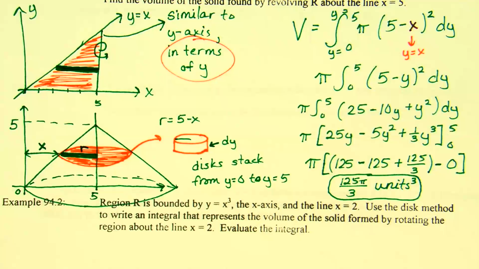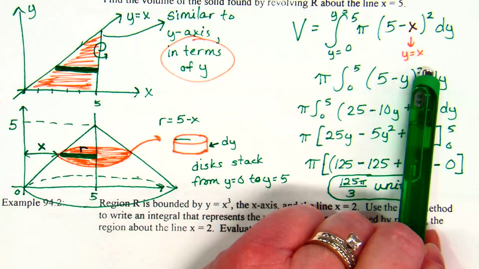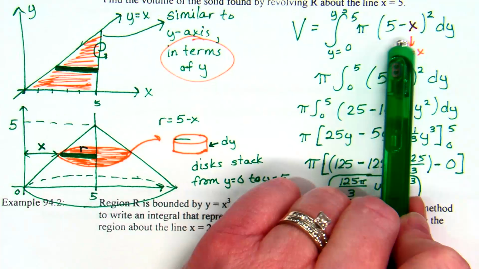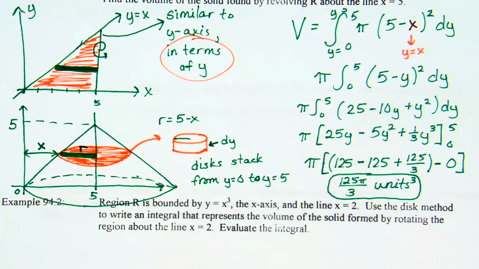Yeah, I would say, even though you said yuck, it really wasn't horrible integration, or horrible plugging in at this point. It's a variation of what we've been doing. The key is figuring out the setup, but really in this case it was y equals x. You're plugging in, instead of just doing x squared or y squared, it's 5 minus that value squared. Okay, the displacement of the axis. Okay, try the next one.